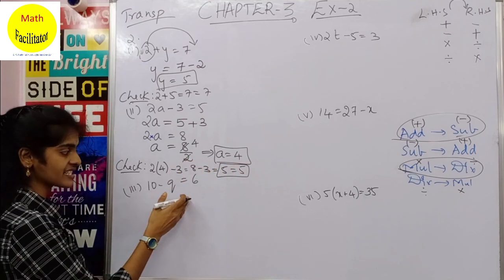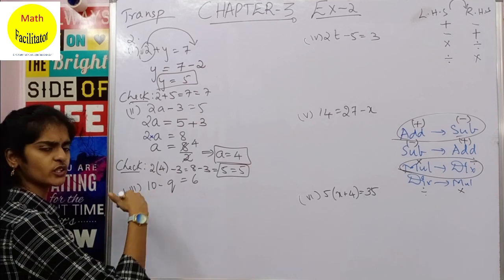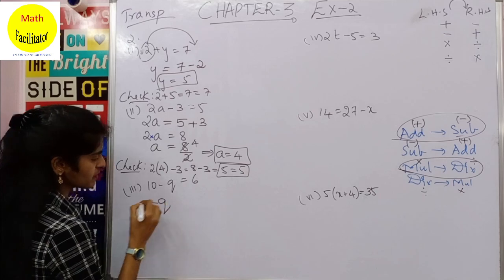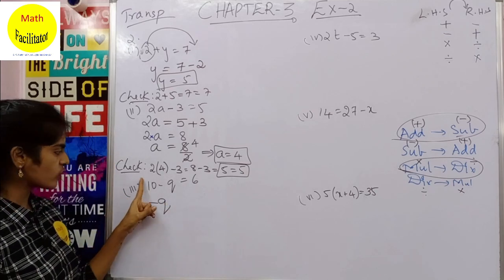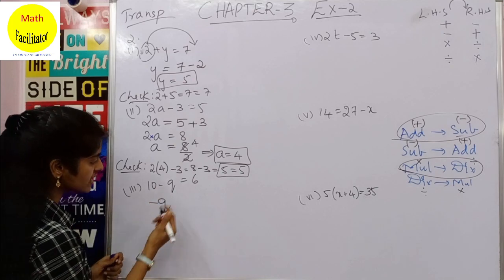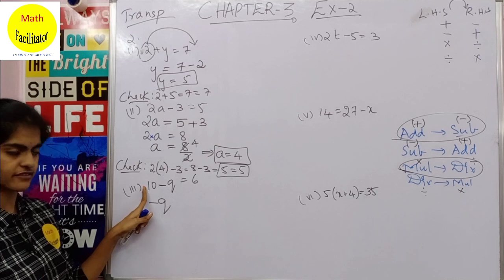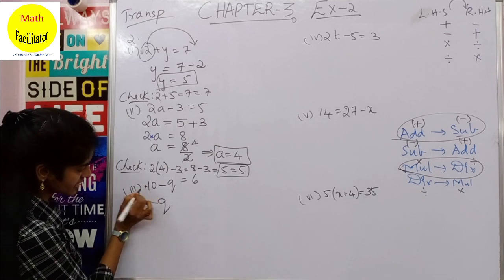Here you have 10 minus q equal to 6. Here I will send this 10 to the other side, so I am left with minus q. Remember, you are sending only 10 to this side. This negative sign is for q, it is not for 10. 10 is positive. See, you don't have anything here, which means it is positive.